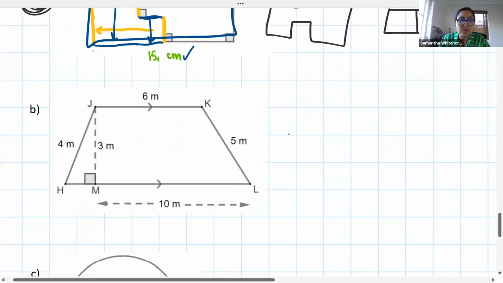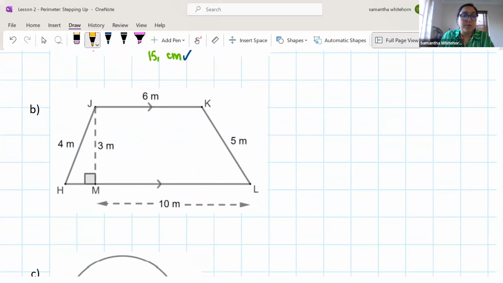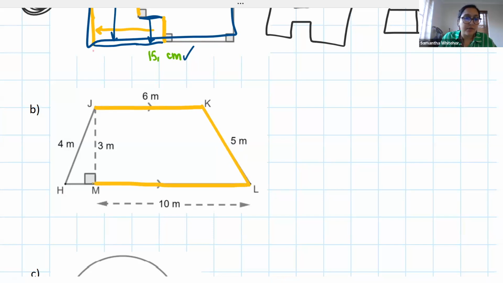Alrighty, let's have a look at this next one. This is kind of what Chloe was asking, because we have some lengths that we do know, and some lengths that we don't know. Sometimes we will have to subtract, and again, it comes down to what diagram or information I give you. So again, the question was determine the perimeter. So the perimeter is along JK, down KL, all the way along from L to H, and then from H to J. That is the perimeter that I'm looking for.